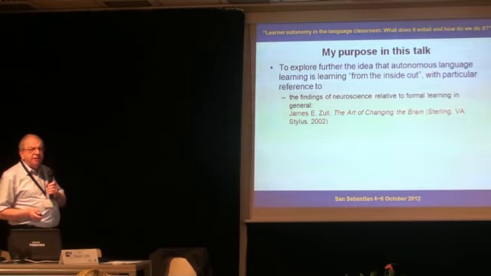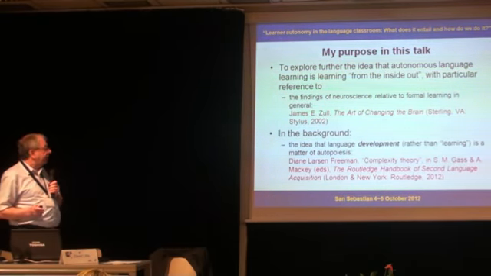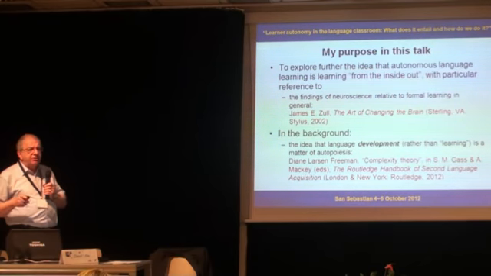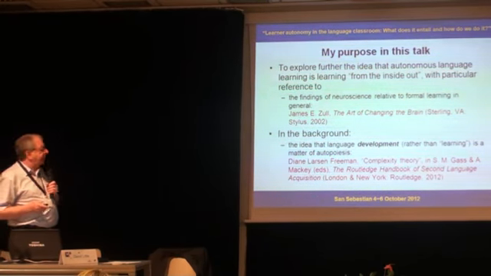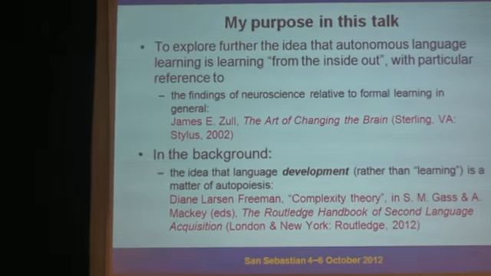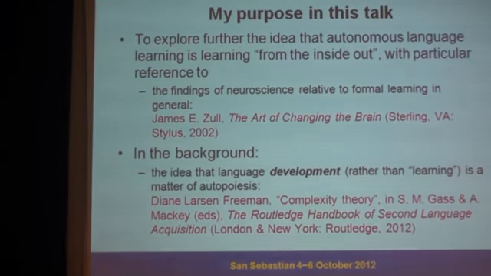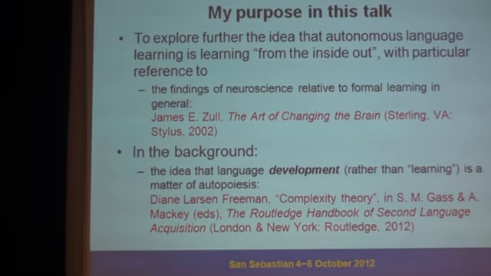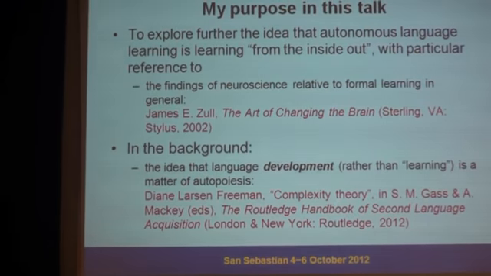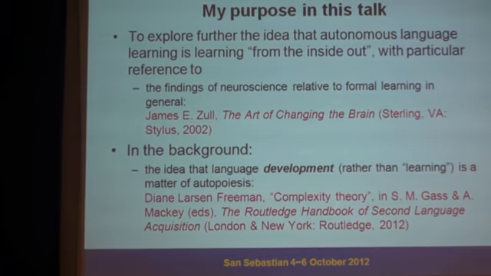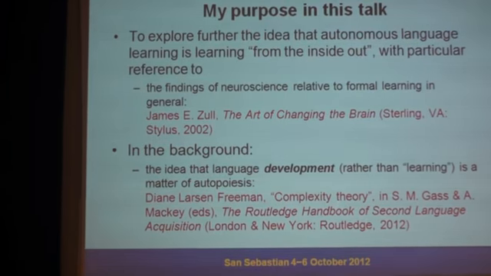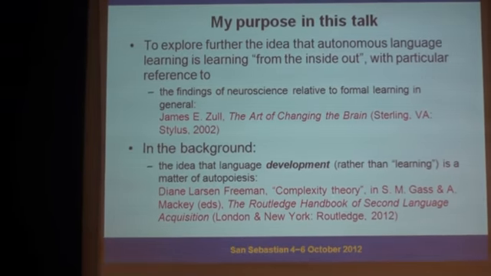But underlying this talk is also the idea that language development, better talk of development in the kind of autonomy classroom I'm interested in than of learning. Language development is a matter of autopoiesis. That's to say, it's a matter of spontaneous, autonomous unfolding of a capacity to communicate in a language that comes from the inborn capacities of the learners, of course under the impact of environmental factors.